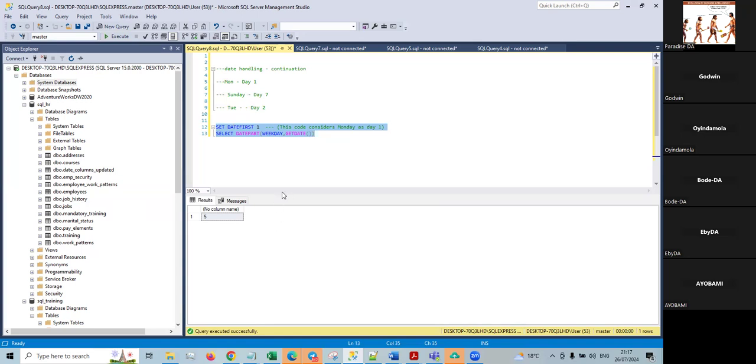Now let's see if we use 7. So we want to say now that we are setting... How does the system automatically take Monday to be day 1, or did you set it? We have asked it to set the datefirst as 1. So this code considers Monday as day 1.